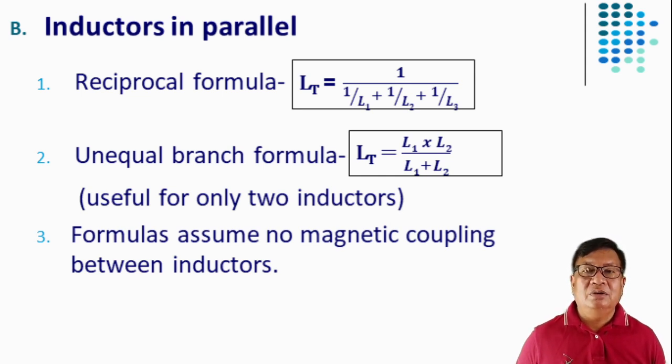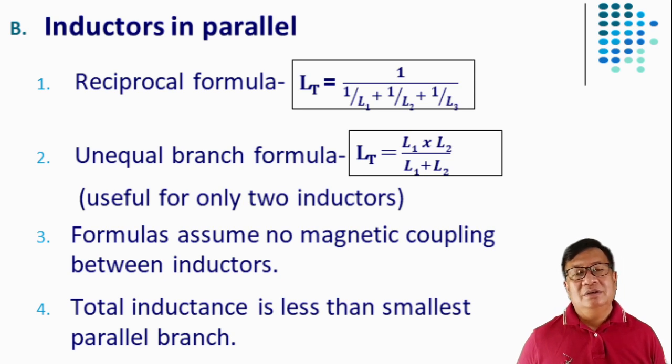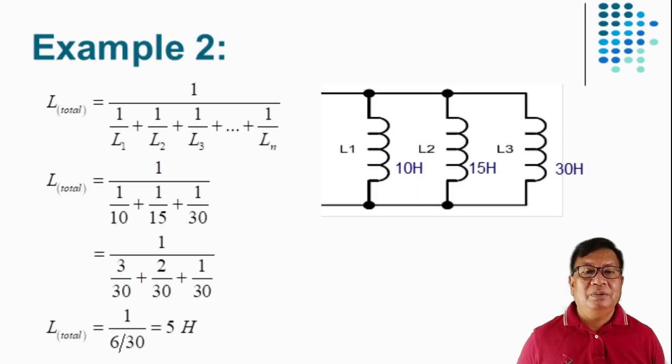Unequal po 'yan. So, halimbawa kung mayroon tayong equal, katulad sa ginagawa natin sa resistance, then divide the inductance by the number of the inductors connected in parallel. 'Yun lang po pag they are equal, no? Parehas-parehas din po doon sa resistance. So, formulas assume no magnetic coupling between them. Total inductance is less than the smallest parallel branch inductance. So, yun na po, pares-pares lang po.